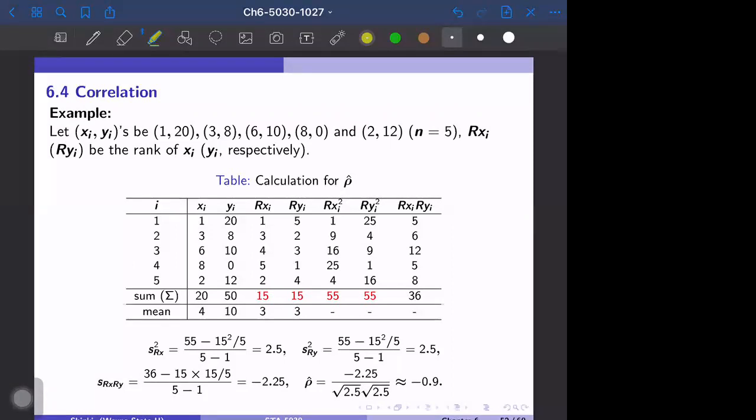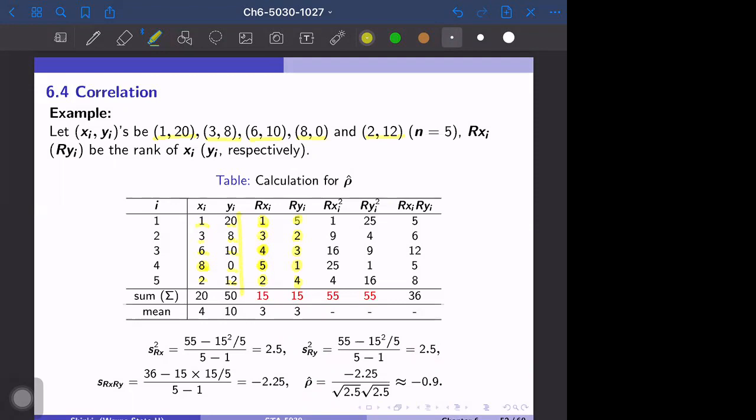Okay, an example. Suppose that we have 5 observations: x is 1, 3, 8, 6, 2 and y is 20, 10, 8, 0, 12. We make a table for x and y, then we take the rank. 1 is smallest, and 2 is the second smallest. 3 is the third smallest. 6 is the fourth smallest, and 8 is the fifth smallest. And the same for y. 0 is the smallest, 8 is second smallest, 10 is third smallest, and so on.